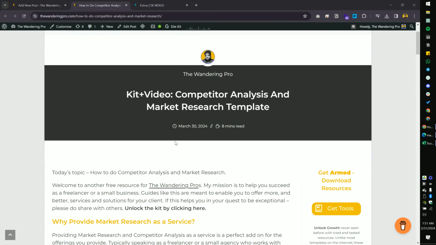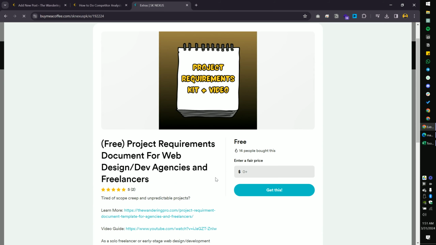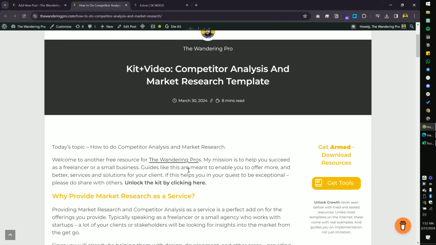So here's the thing, like the previous template plus guide, or whatever you want to call it, that I did, which was the project requirements document template for web and design dev agencies. The idea is the same here. If you are a solo freelancer or a small agency or business who's trying to offer more services and solutions for their clients, or even if you're a manager or a senior person at any company trying to offer some extra value to the stakeholders above the chain, these kinds of templates and guides I'm making are from my experience in the industry, and they will help you offer better services and solutions, basically.